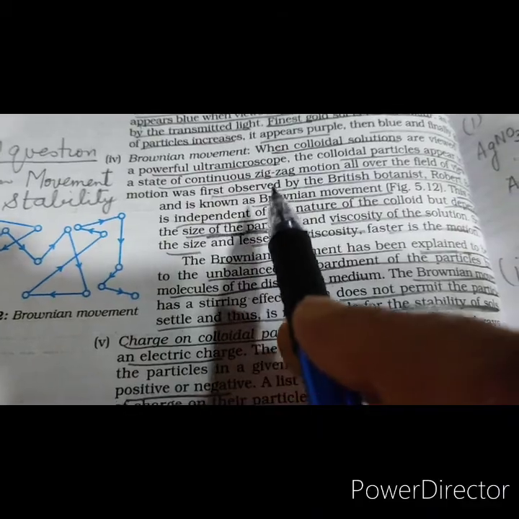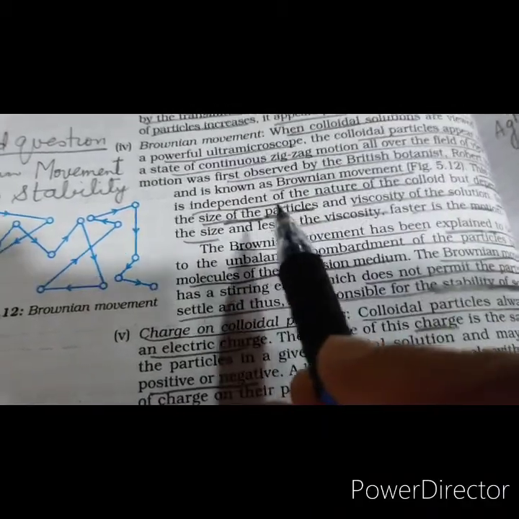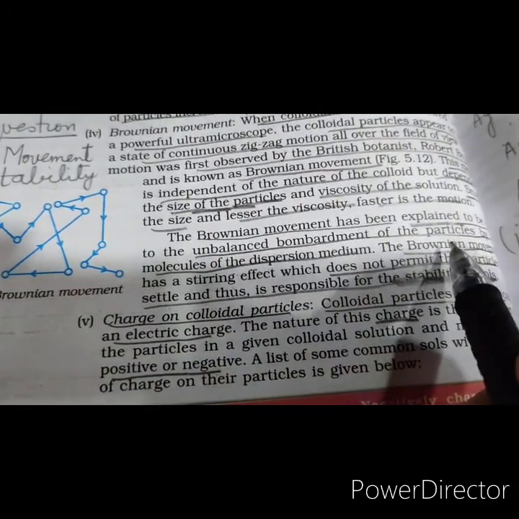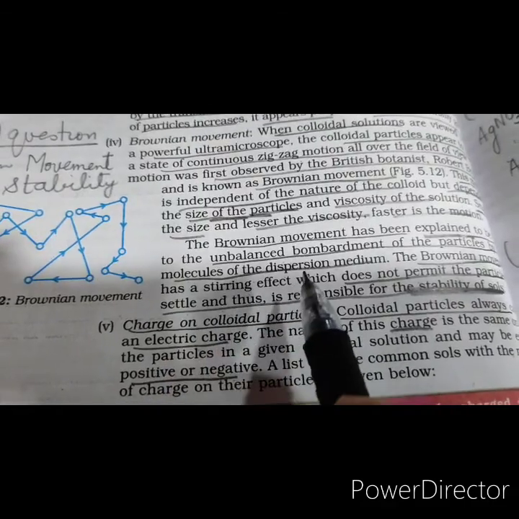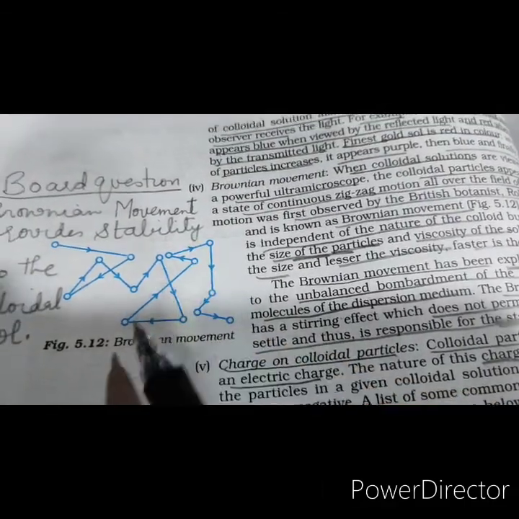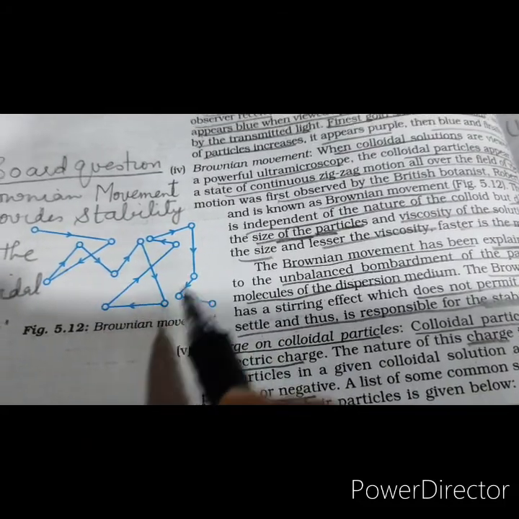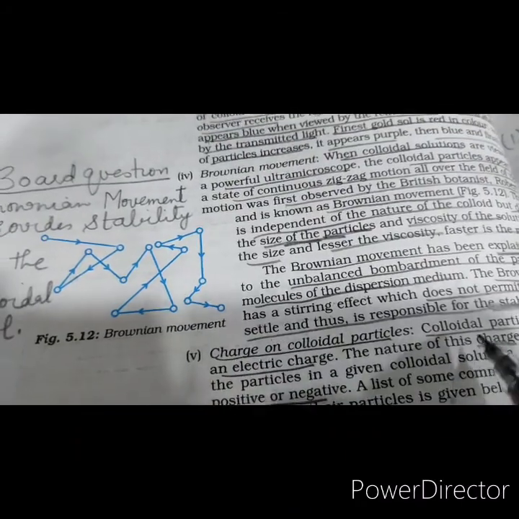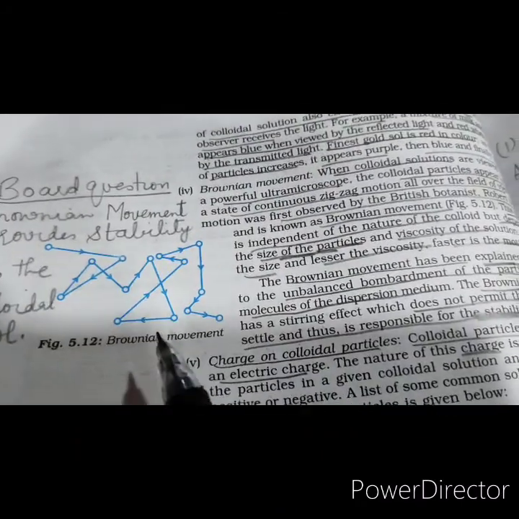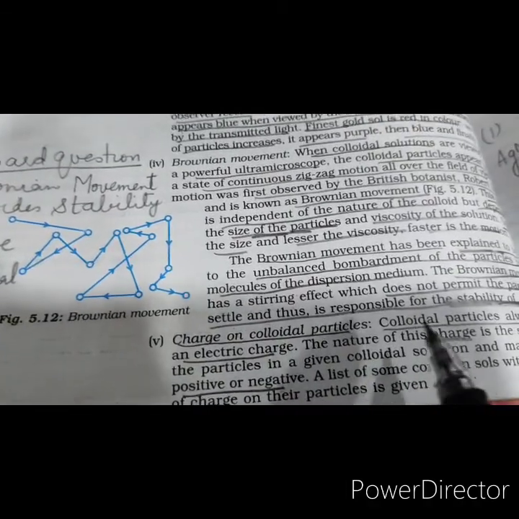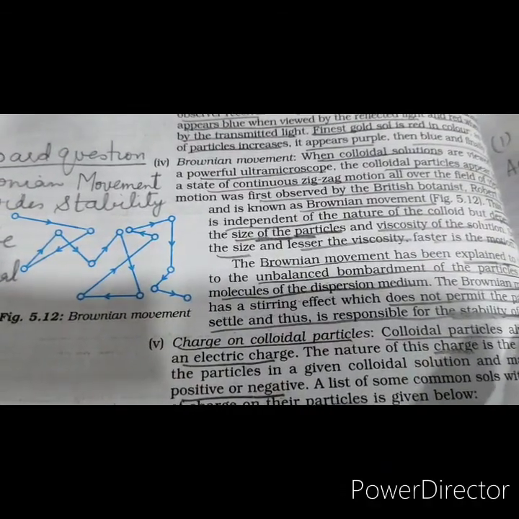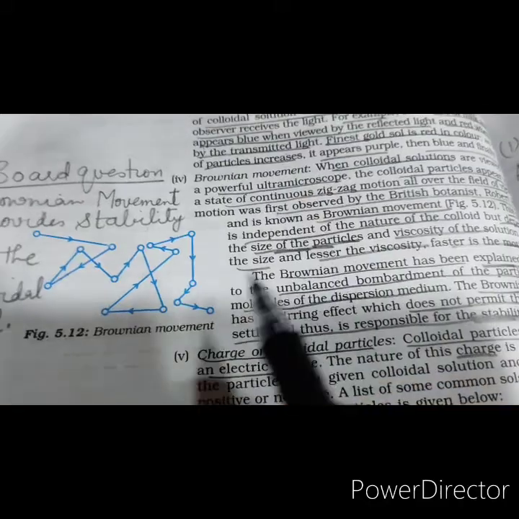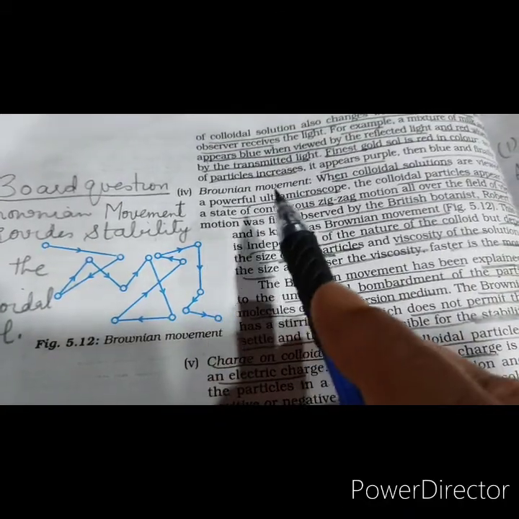Now we come to the next property, Brownian movement. It is the zigzag motion of the particles. This zigzag motion is because of the unbalanced bombardment of particles by the molecules of the dispersion medium. That is, the molecules of the dispersion medium keep on hitting these colloidal particles, and as a result they have zigzag motion. This motion is very important because it does not allow the particles to settle down, and hence it is responsible for the stability of the sol. It was discovered by a British botanist, Robert Brown, and that is why it has been given the name Brownian movement.